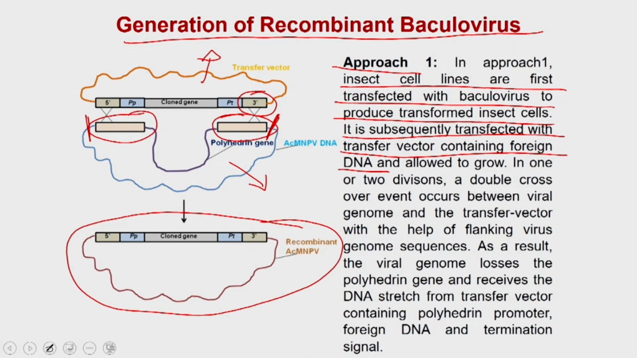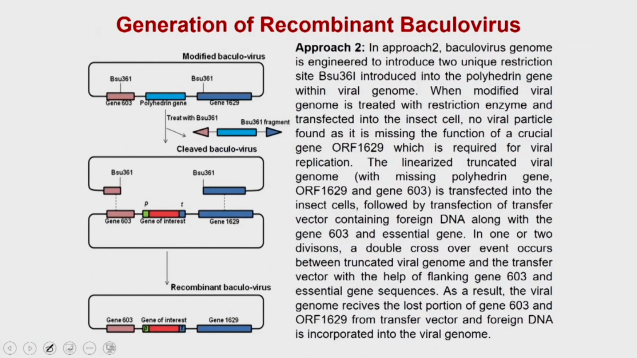And as a result, now you take this virus and you can use it for protein production. In approach 2, the baculovirus genome is engineered to introduce two unique restriction sites, BSU 361, onto the gene 603 as well as onto the gene 1629, and both of these genes are present in the polyhedrin gene region within the viral genome.